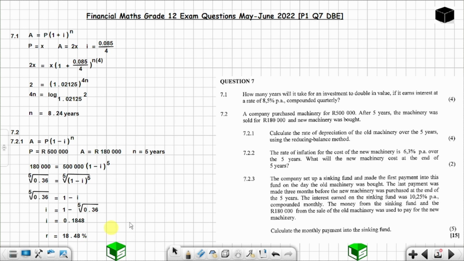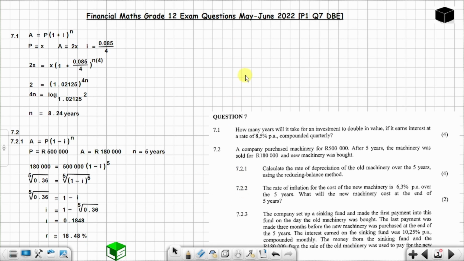Now let's move on to question 7.2.2. The rate of inflation for the cost of the new machinery is 6.3% per annum over the 5 years. What will the new machinery cost at the end of 5 years? When they talk about rate of inflation, you know they are talking about an increase in prices, so whenever they talk about rate of inflation, you are going to use the compound interest formula.